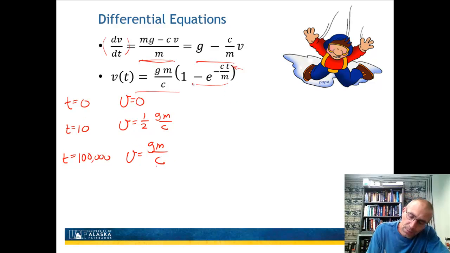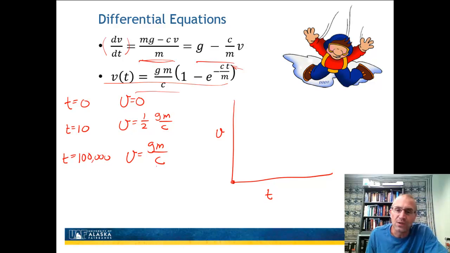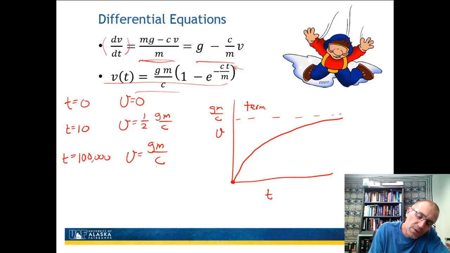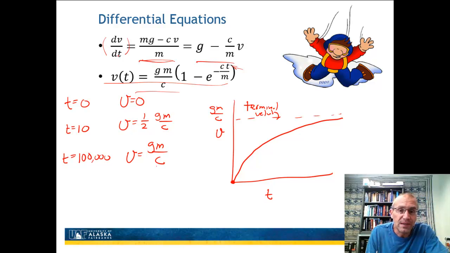And you could plot this. Just stick it into maybe Excel, and I could plot what the velocity is as a function of time. The origin is 0, 0. I'd find out that it would look like this, and it's going to approach a value over here at very large values of time, which is gm over c, and that's called the terminal velocity. At that point, dv dt is equal to 0, and I reach the steady state condition. So this is an analytic solution to a differential equation.